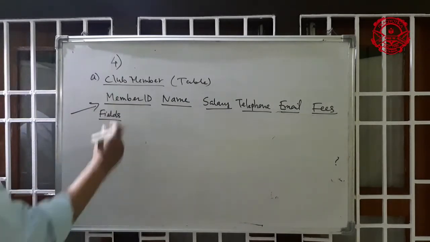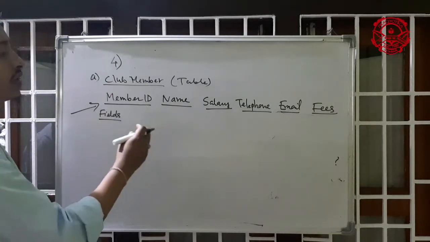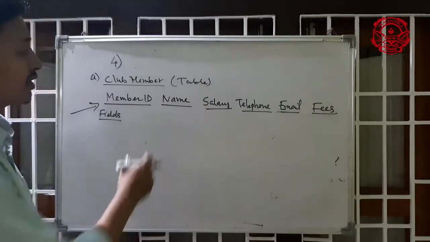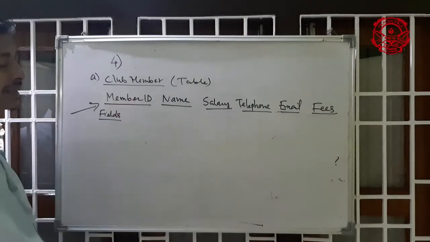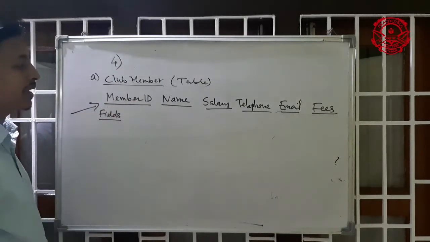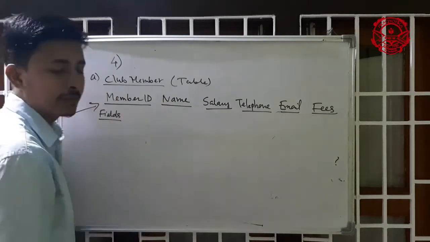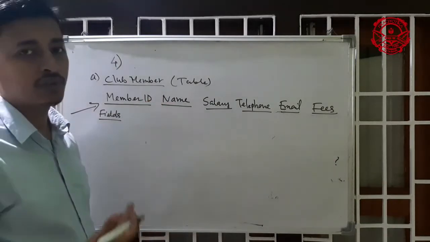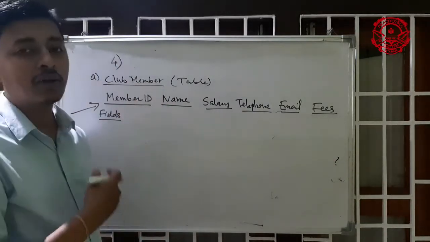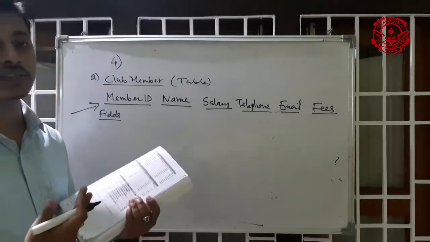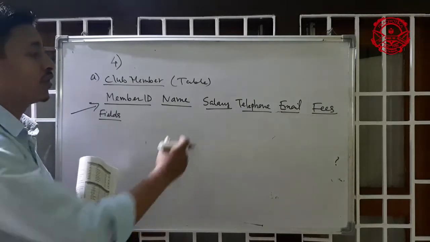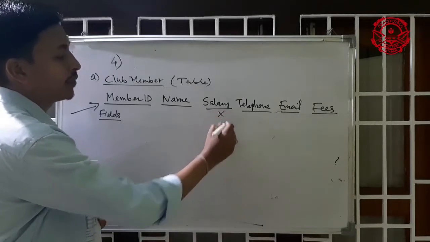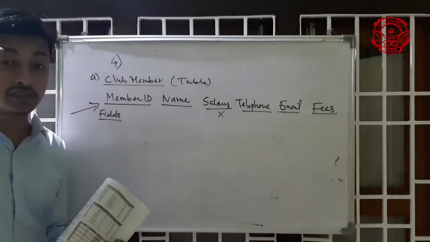Now you identify which is the odd field in this table, or which does not belong to this table. Member ID is a primary key. Name means member name. Salary. For a club member, what salary information do we need? This is not a company. It is just a club, so there is no need to take the salary. Salary is for an employee. There is no employee. They all are members.